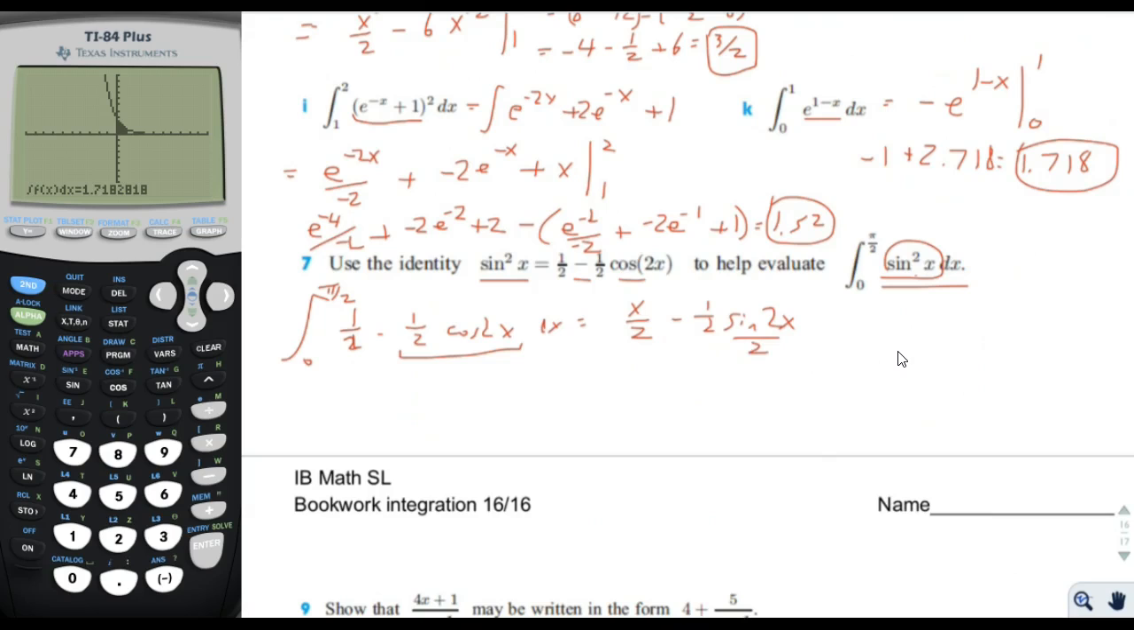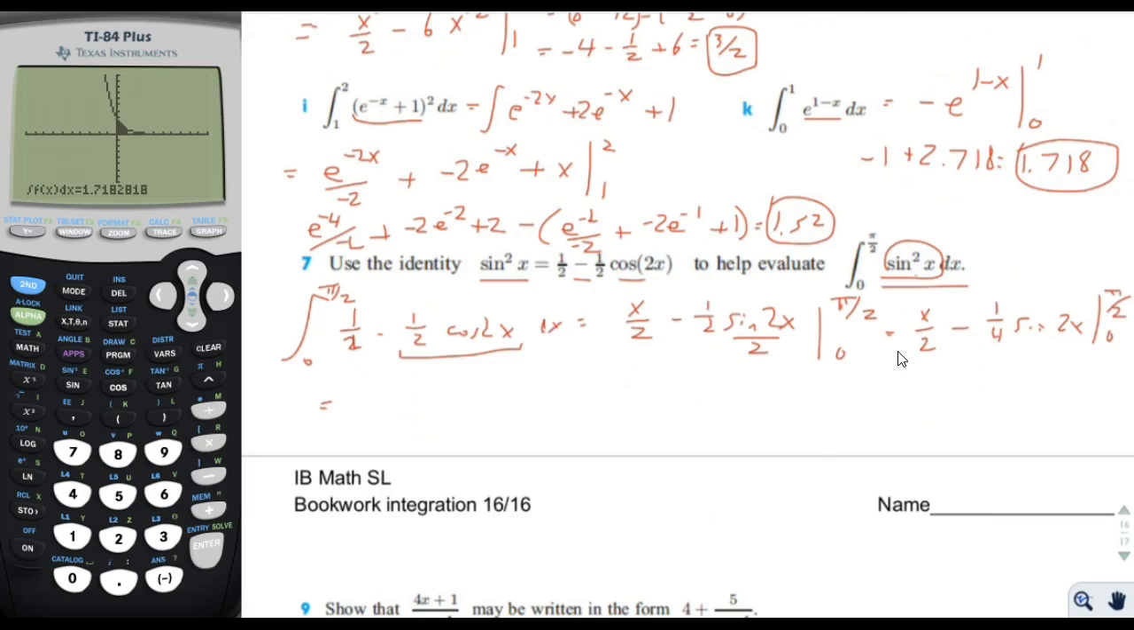So now let's simplify. I'm sorry, that's not right. This is actually the integral itself. So okay, let me simplify this. We're going to have x over 2 minus 1/4 sine of 2x. And then we're going to evaluate it from 0 to pi over 2.